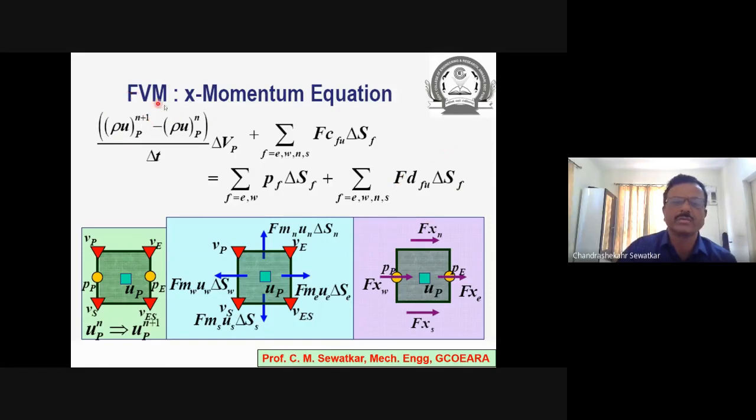This is the X momentum equation. Rho UP at n plus 1 minus rho UP at the nth level, divided by delta T. This is my unsteady term, of course into delta Vp. So this term is represented diagrammatically here. My UP is changing from one instant to another instant. That's what is proposed here.